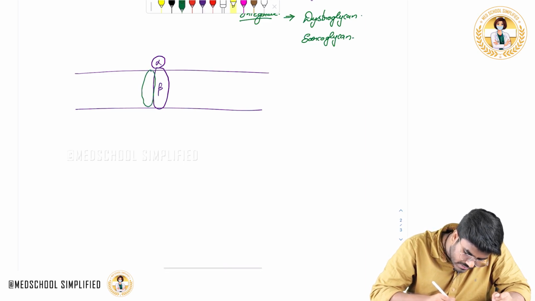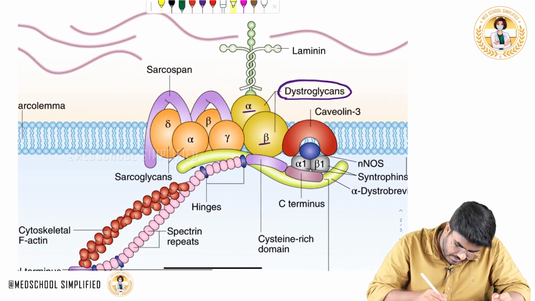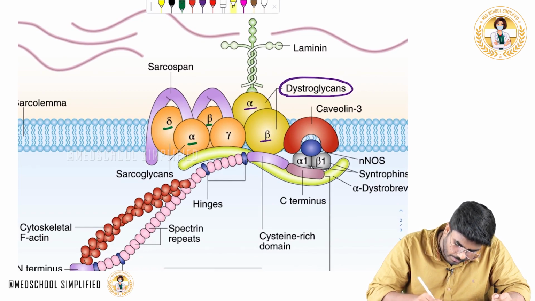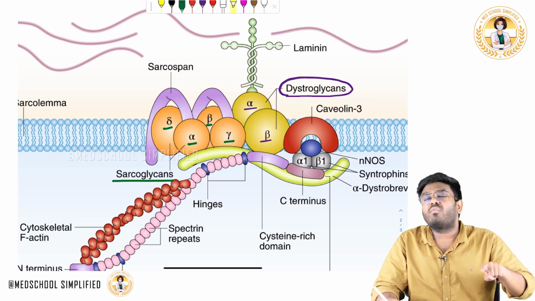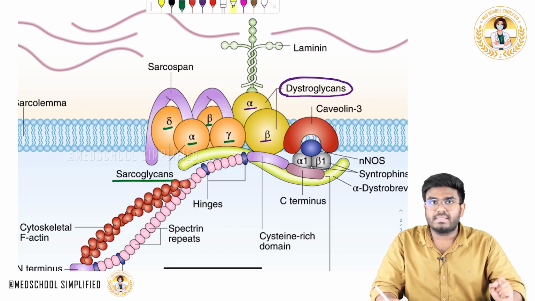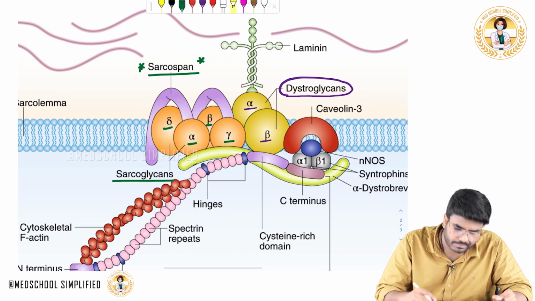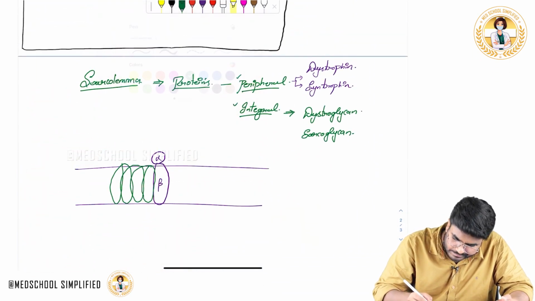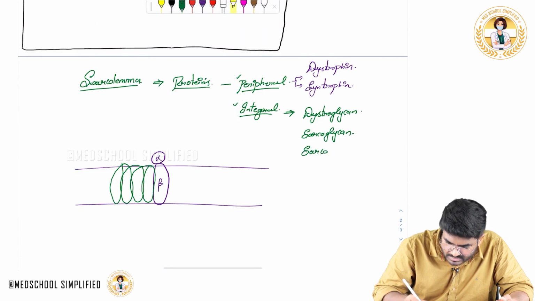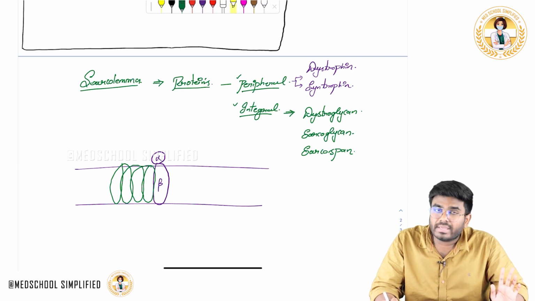So here is the sarcoglycan, which has many subunits. Let me show you the sarcoglycan here in this image. See, these are the sarcoglycans: alpha, beta, gamma, delta. And one more protein is there which is called a sarcospan. Sarcospan is also an integral protein. If you want to take it, you can take it here. Let me write sarcospan. So dystroglycans, sarcoglycan, sarcospan.